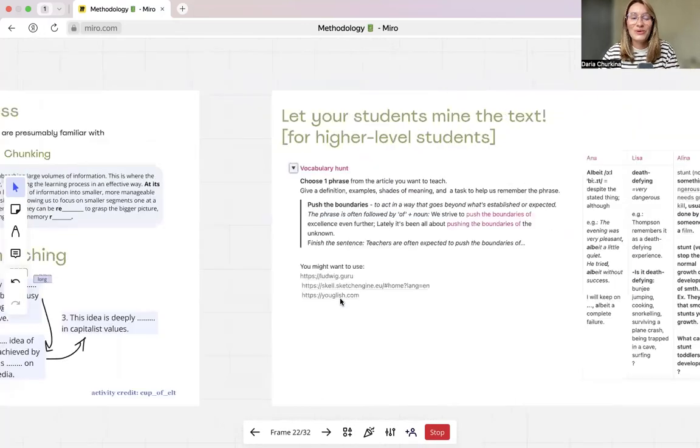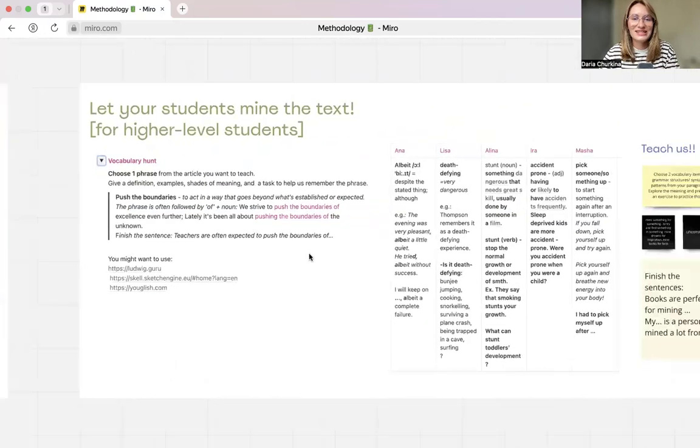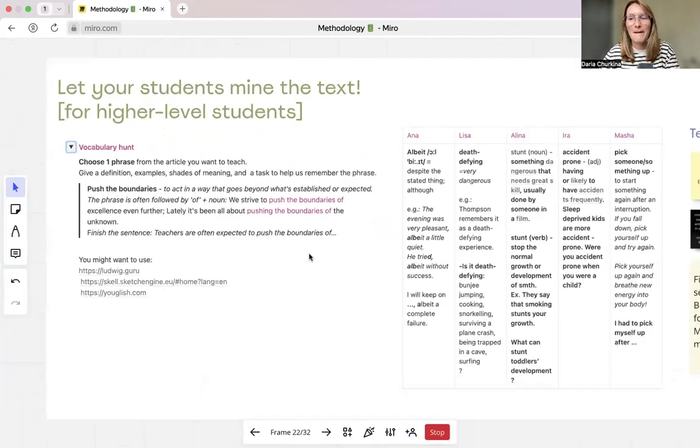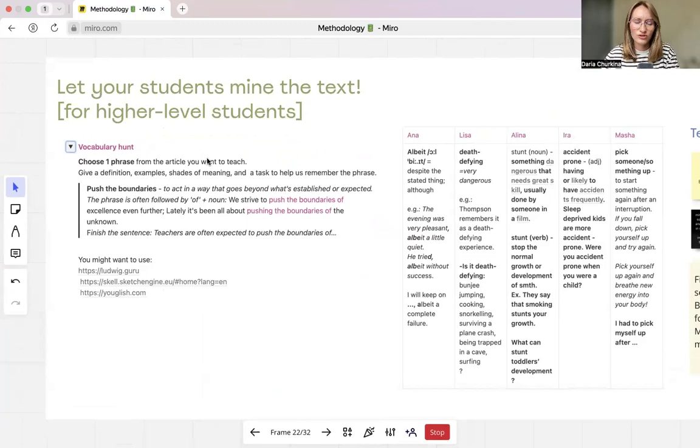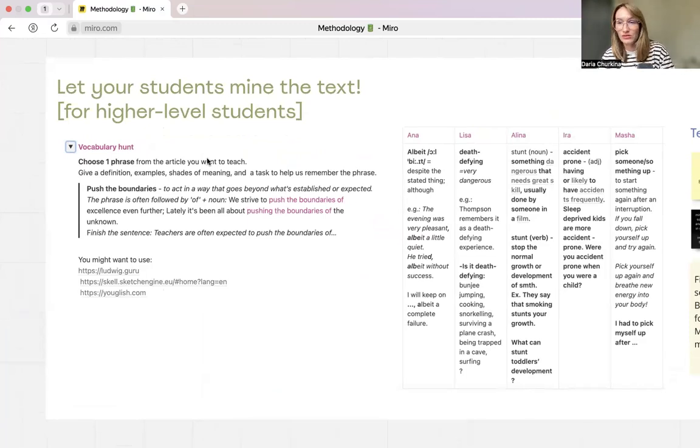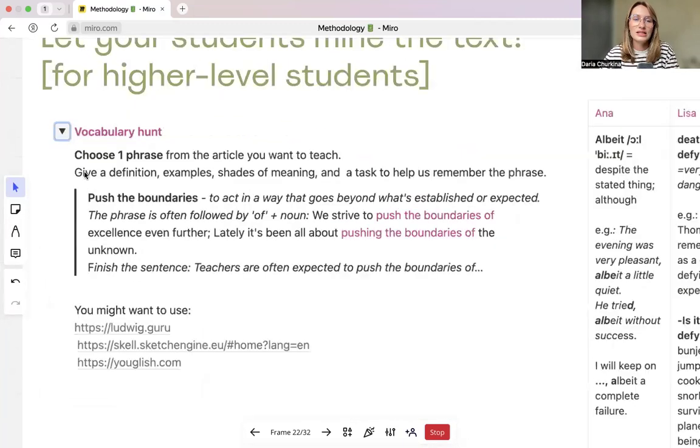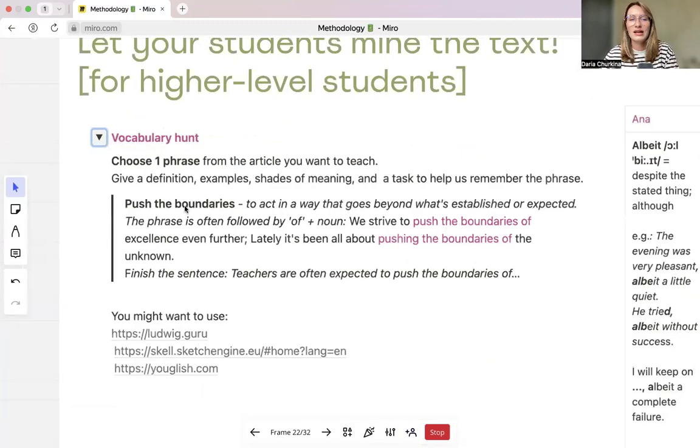Okay, one more thing to consider is let your students mine the text instead of you. And this is, of course, mostly suitable for high-level students. But why not try it with your intermediate students as well? I think it might well work. So this is the task that I created for my students. After we've read the text, I asked them to choose one phrase from the article that they want to teach us.